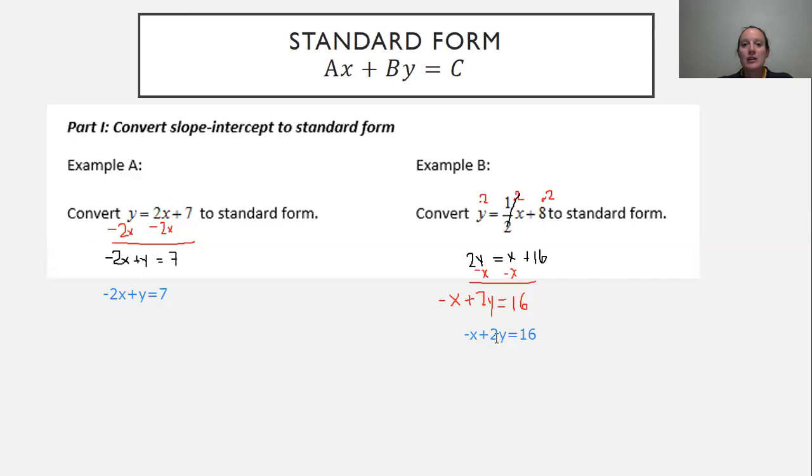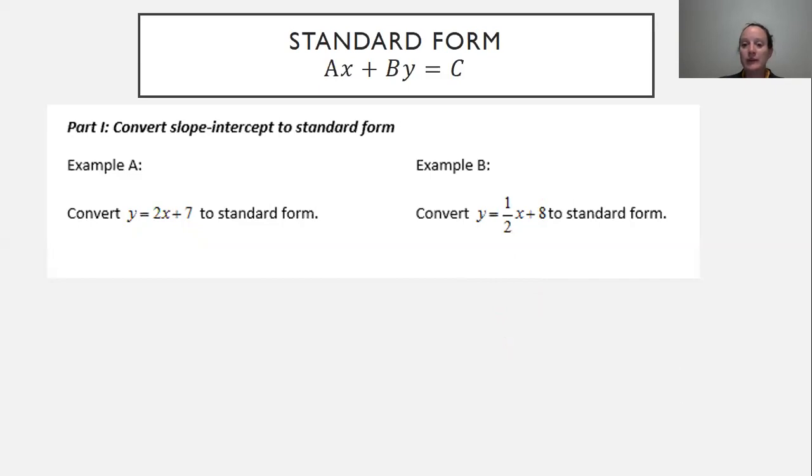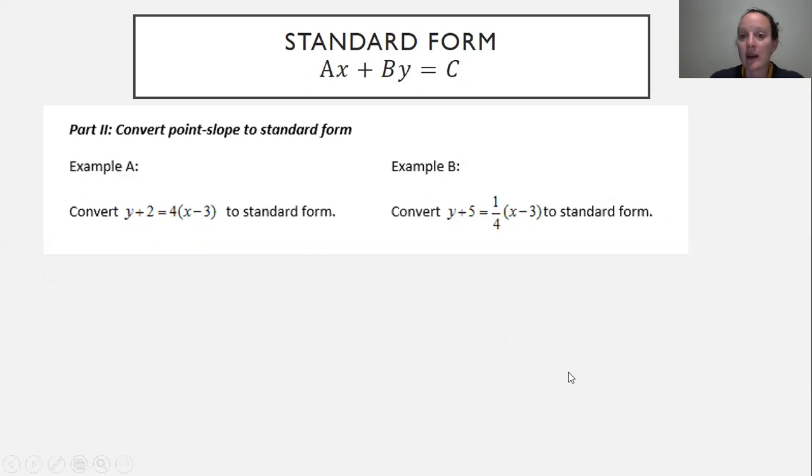Okay, so now that you have these three methods, we're going to take a look at point slope. Sorry, here we go again. We're still doing standard form, but this time we're going to do point slope. So I gave you an equation in point slope form. You now have to convert it to standard form.